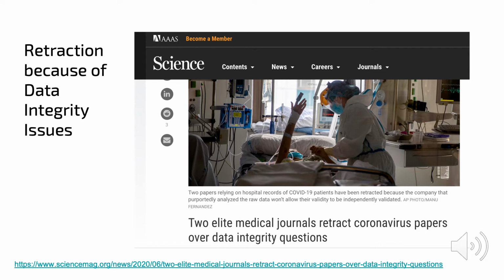Data integrity is an important value we pursue in our solution development. Lack of data integrity can lead to significant issues. For example, as reported in June 2020 in Science, two elite medical journals, The Lancet and the New England Journal of Medicine, retracted coronavirus papers over data integrity questions. Data integrity is the maintenance of and assurance of data accuracy and consistency over its entire life cycle, including experimental design, trusted data management, application implementation, and reliable user consumption of the data for a specific purpose.